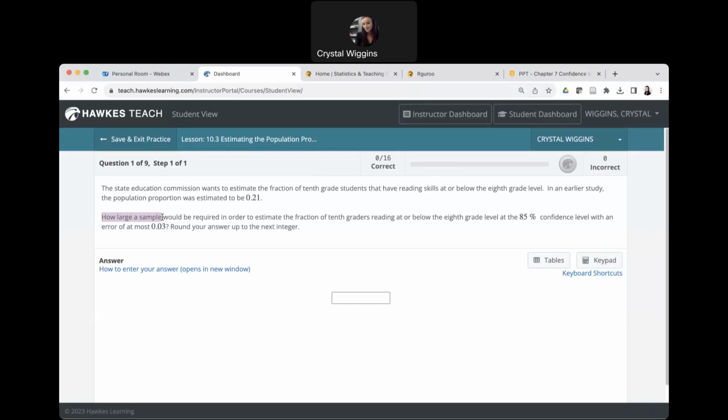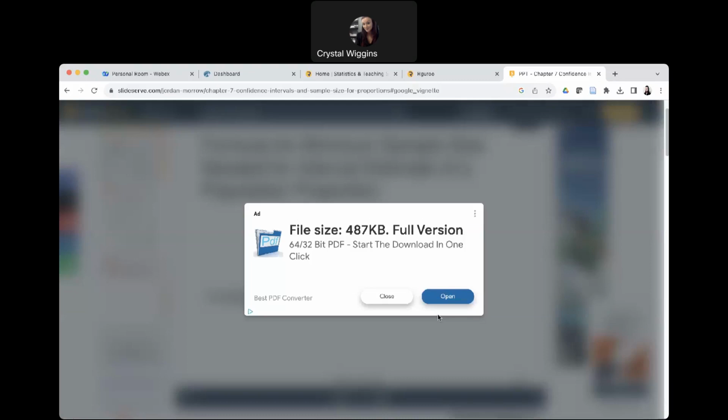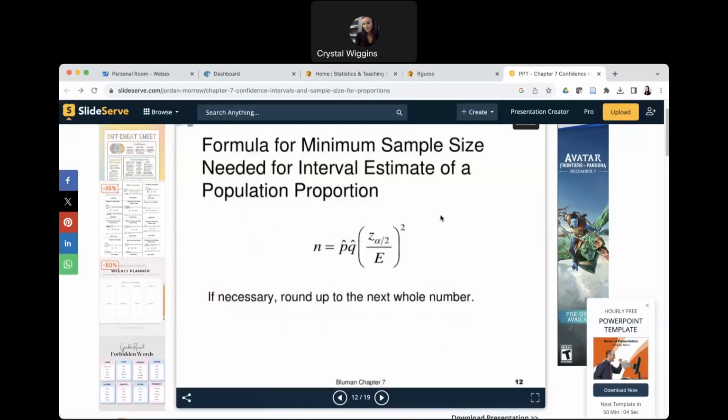That cues to you, oh, let me get out my minimum sample size formula. Now, I'm not necessarily a fan of the way that the Hawkes textbook writes that formula. I prefer the way that I displayed in my previous lecture, but here we go. I found the way that I like the formula written on this site, so I am using this just to share what it looks like.